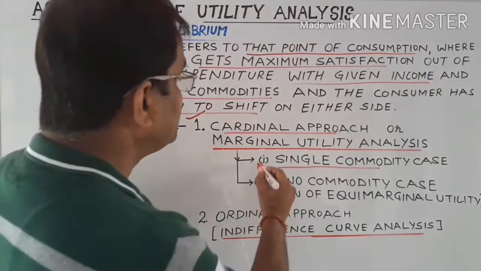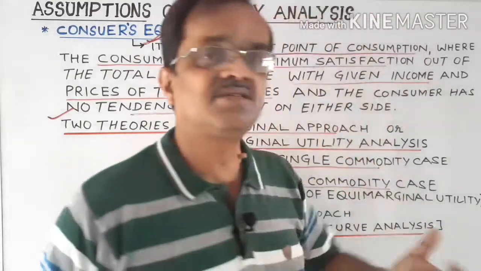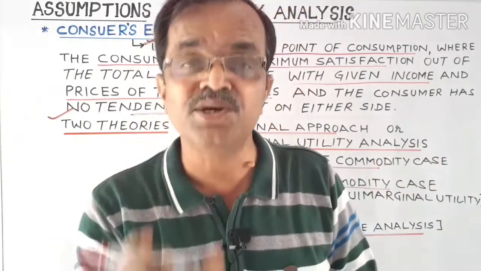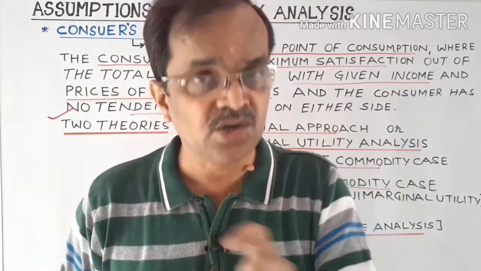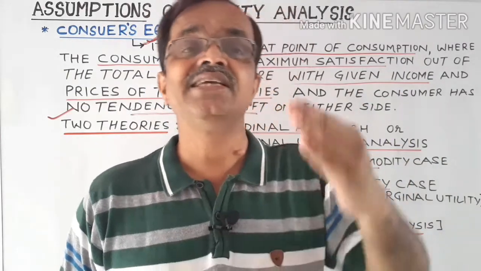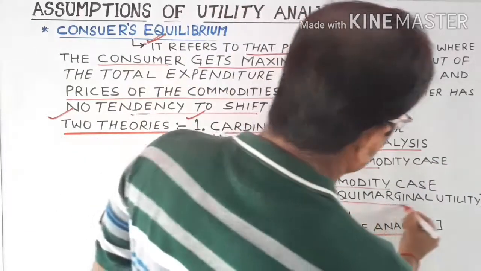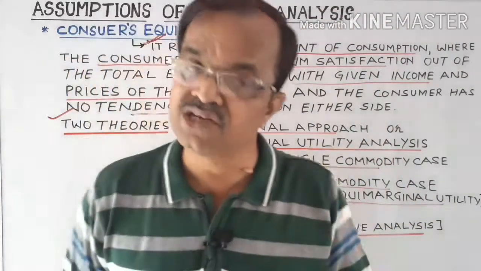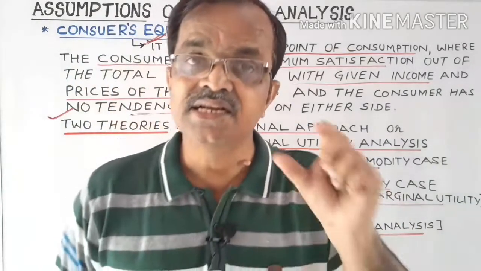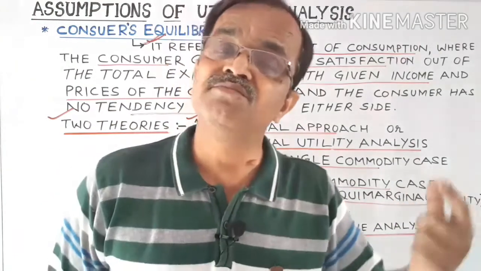The second case relates to the two commodity case. The two commodity case means this theory contains the description of the equilibrium of a consumer when the consumer consumes two commodities, not one, and the total amount of money expenditure is on the purchase of those two commodities. This second part of marginal utility analysis, related to the two commodity case, is also referred to as the law of equi-marginal utility.